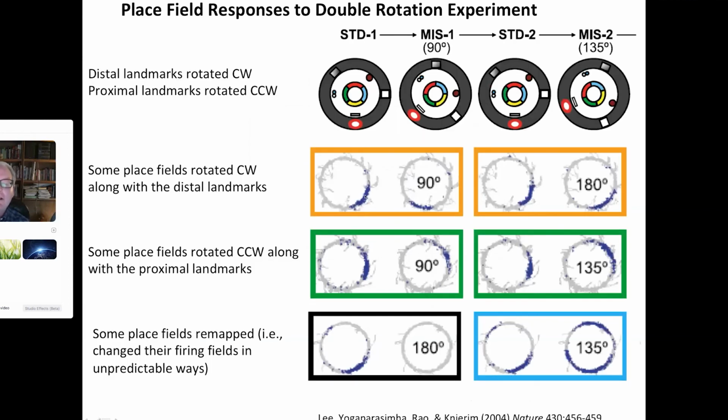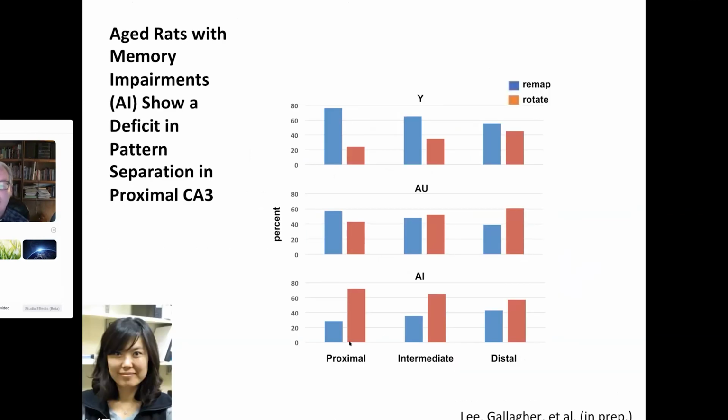And finally, just to quickly remind you of the place field properties, we get some cells that rotate, some that remap. Rotation is an indication, we think, of more cells doing what is more like pattern completion. This is the remapping, the pattern separation. What Heekyung sees is that in proximal CA3, young animals show the classic result, which is more remapping than rotating, which goes to less of a difference in distal CA3. So this is the pattern separation going on in proximal, more pattern completion in distal CA3.